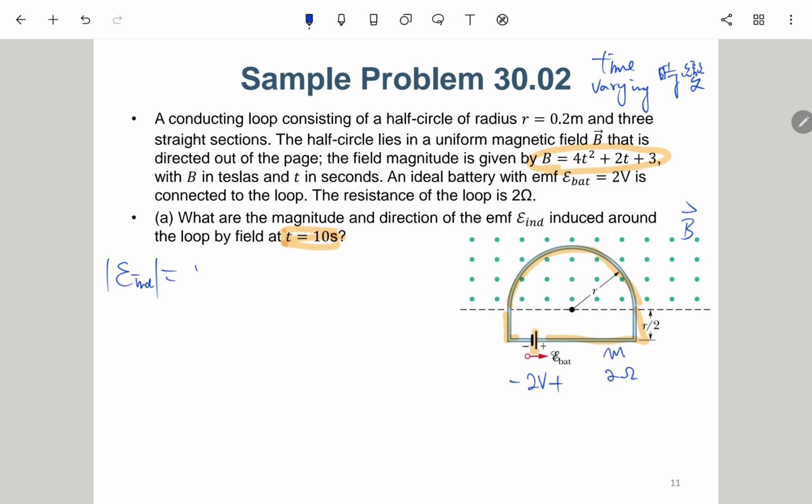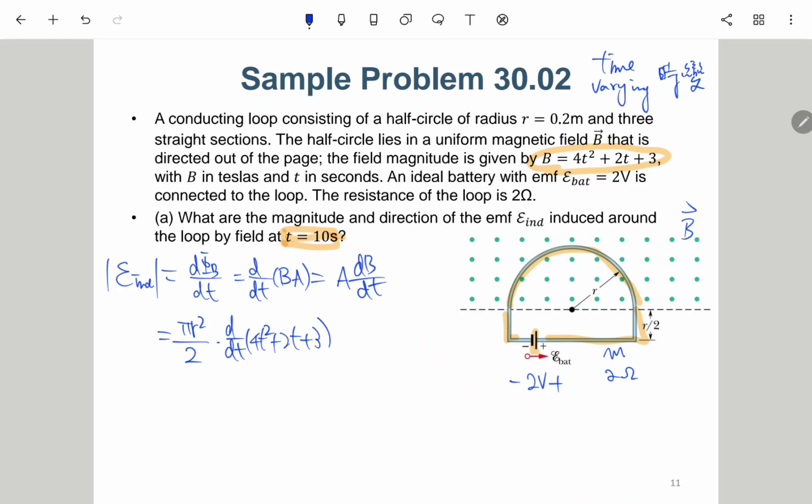Okay, so here is actually d phi B dt. So this is d dt of phi B. As much as it is uniform, it becomes B times A, and A is a constant, so we can put it as A times dB dt. Okay, so A is pi r square over 2. It is only a semicircle, so pi r square over 2, and then d dt of B, and B is 4t square plus 2t plus 3.